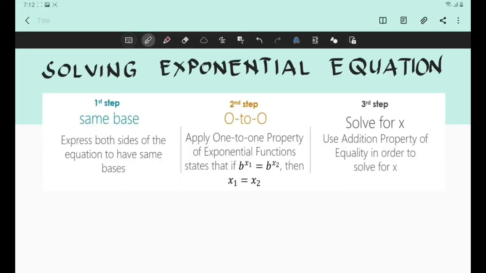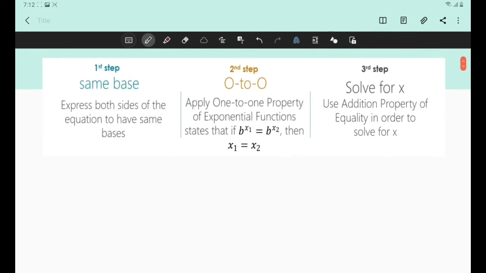So, mga anak, para mas maintindihan natin how to solve exponential equation, magbigay tayo ng example. So, again, ito yung 3 steps natin na lagi niyong tatandaan. Okay. So, let us have 4 raised to x minus 1 is equal to 16. Okay. So, again, ano ba yung first step natin?